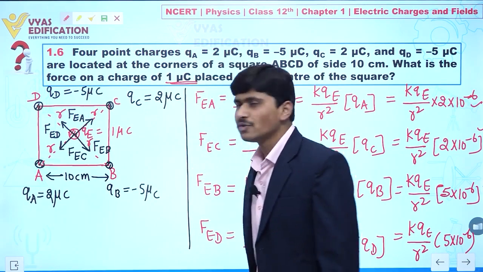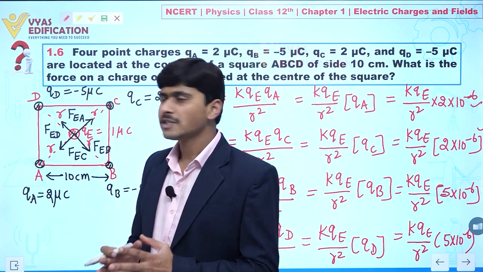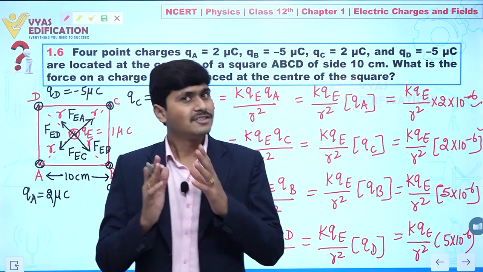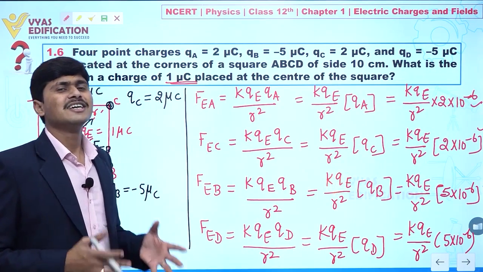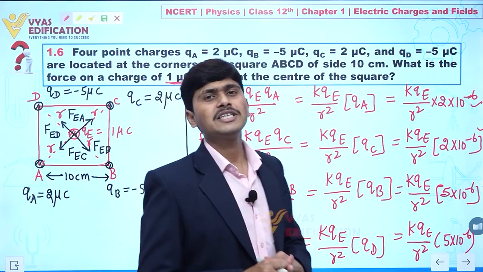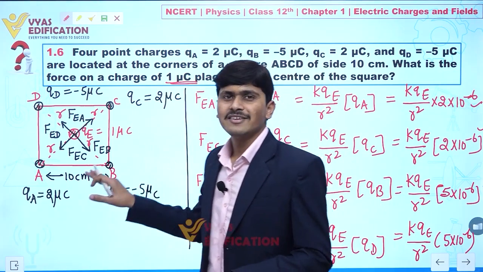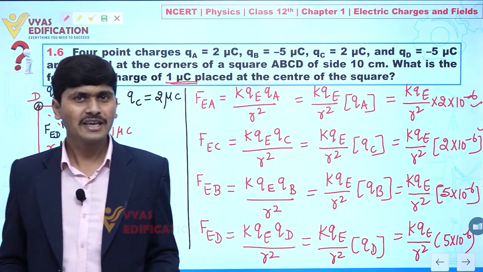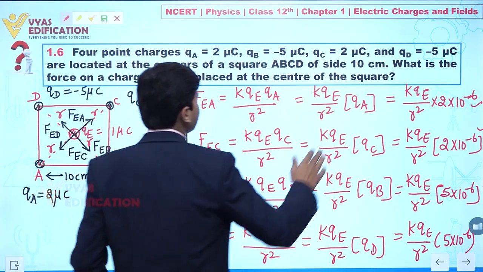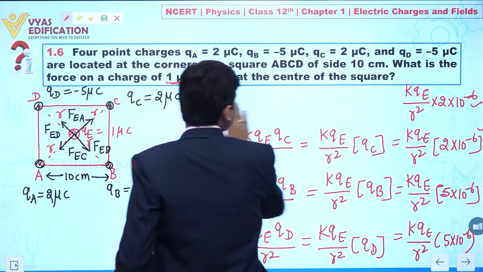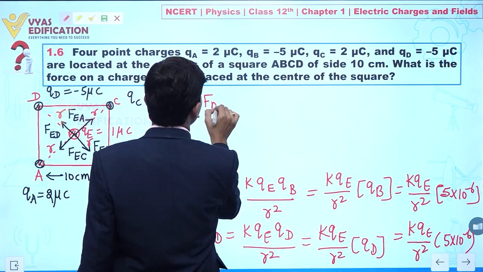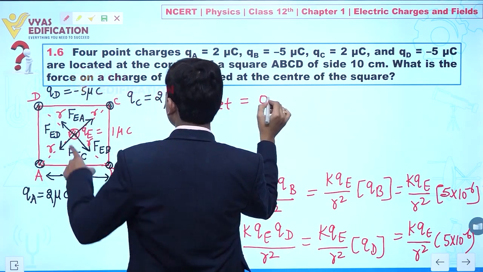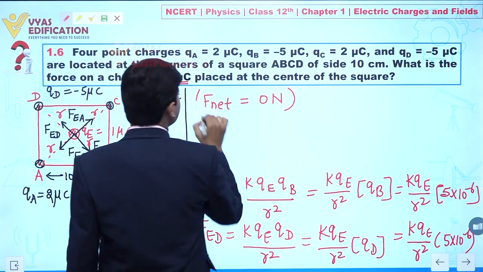Yes or no? So we can say again the net force by these two charges is again 0. Yes or no? So we can say, sir, what is the net force acting on a charge that is placed on the center of this square? We can say net force is 0. Yes or no? So finally I can write like this: net force acting on a charge placed at the center is 0.